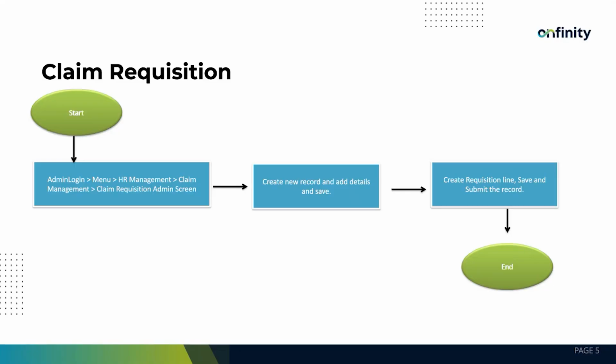Save the header information. Next, create a requisition line to capture the subclaim details, for example, gift purchase. Add necessary information, such as estimated amount, description, and category. Once all the details are entered, save and submit the record.